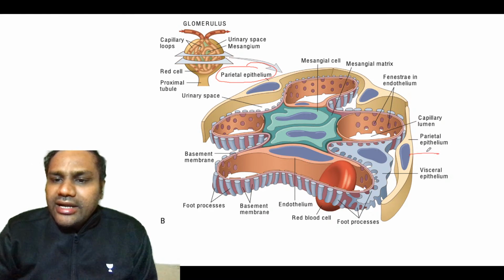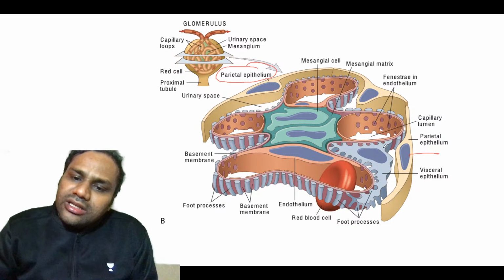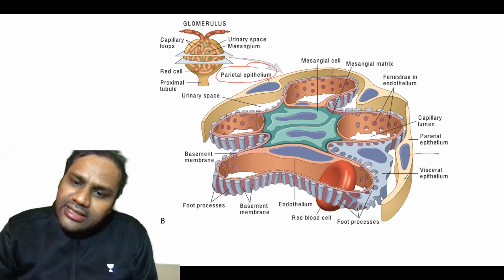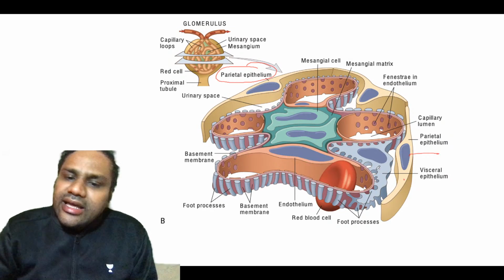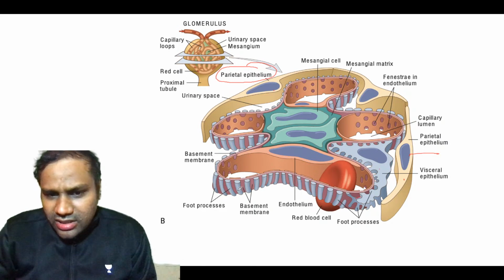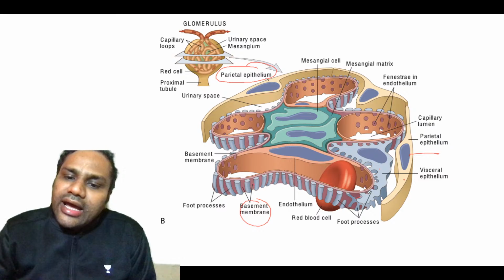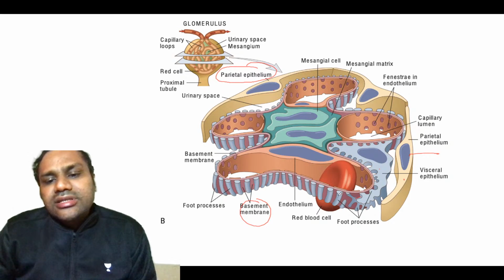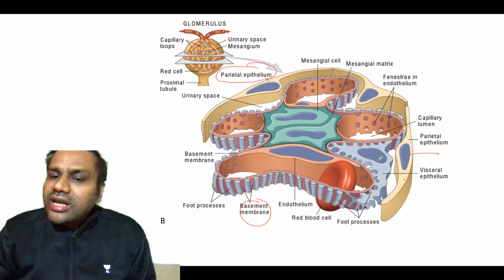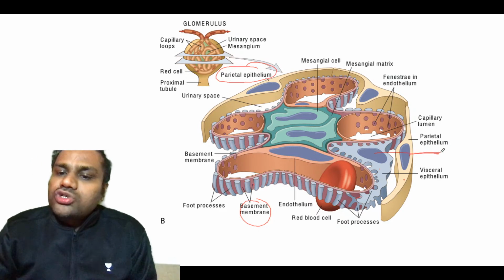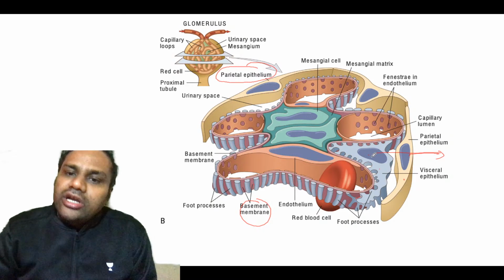These are the parietal cells, so this is the parietal layer, and there's also the visceral layer. This is the layer attached to the basement membrane. So the layer attached to the basement membrane is known as the visceral layer, and these are all the foot processes. This is your visceral epithelium, or what you call podocytes.